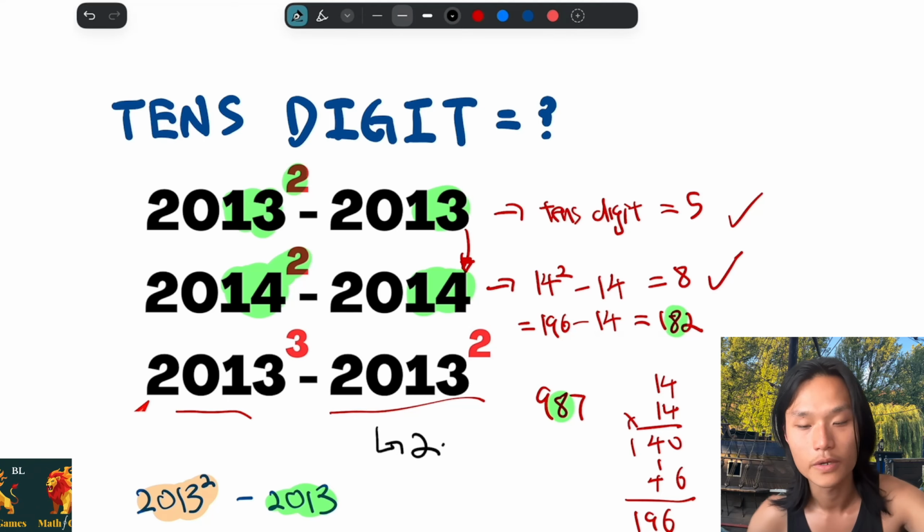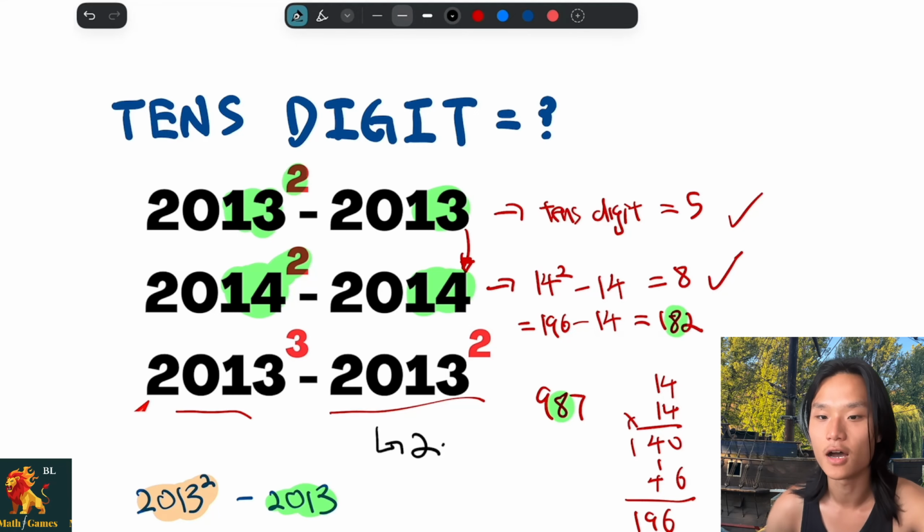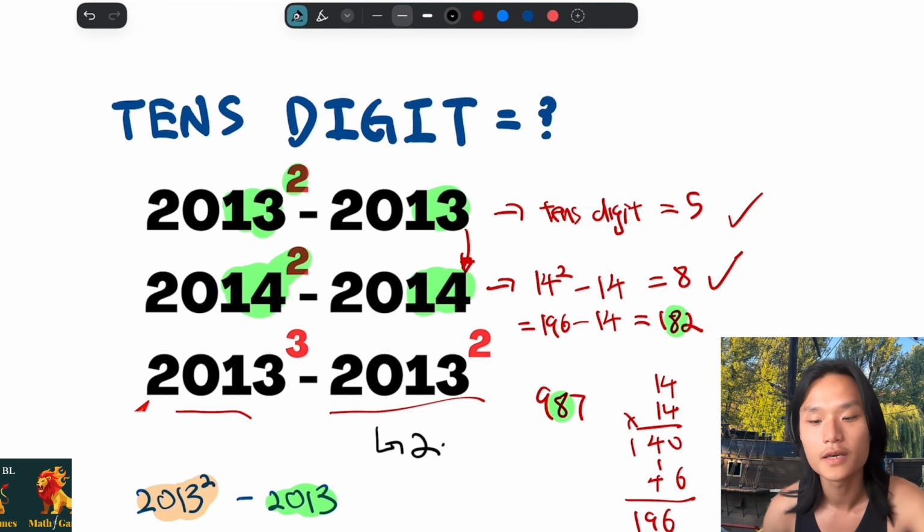So we have found all the tens digits of our expressions.